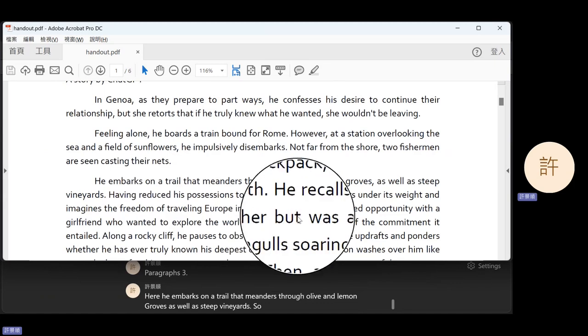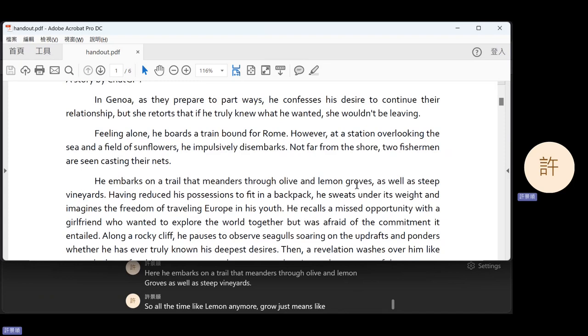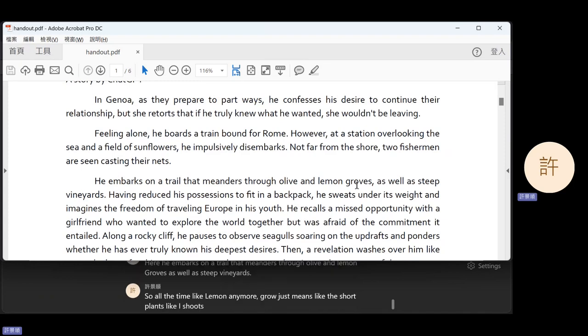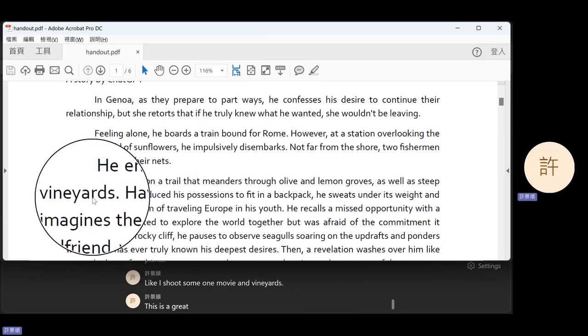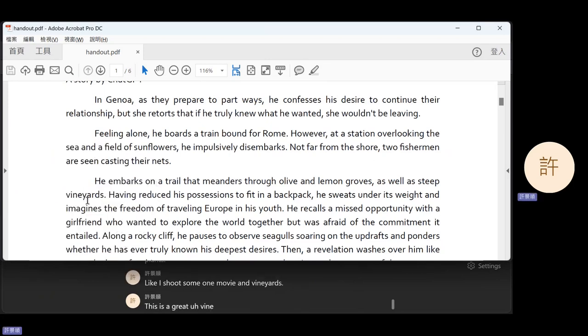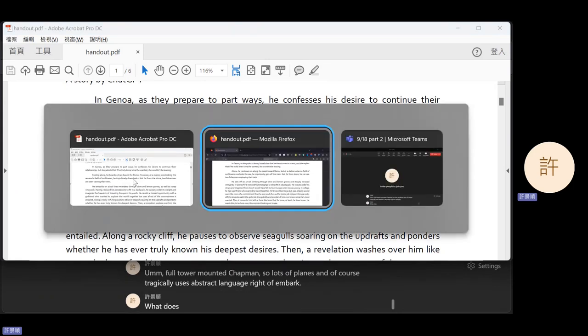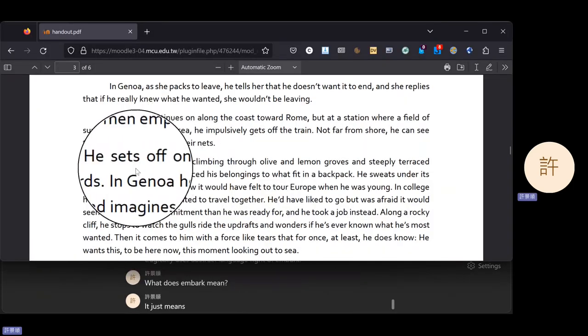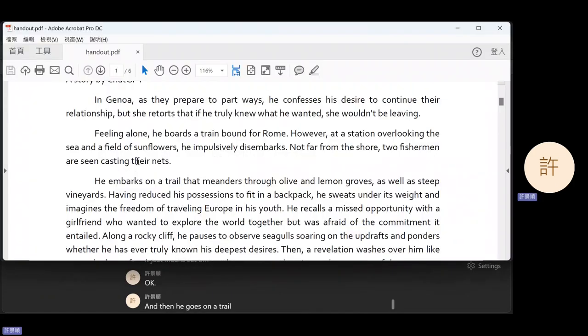So olive, 橄榄, lemon, 柠檬, grove just means like the short plants, 那个矮树丛, 灌木. And vineyards, this is a grape vine, 葡萄蔓藤,长蔓. So lots of plants. And of course, ChatGPT uses abstract language, right? Embark. What does embark mean? It just means set off. Okay, and then he goes on a trail, 步道.